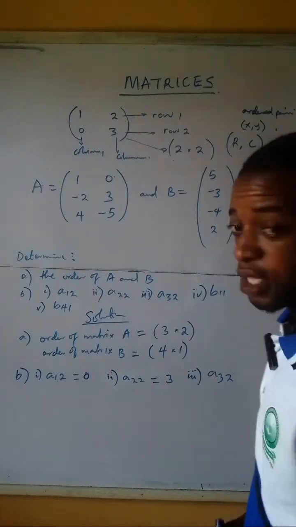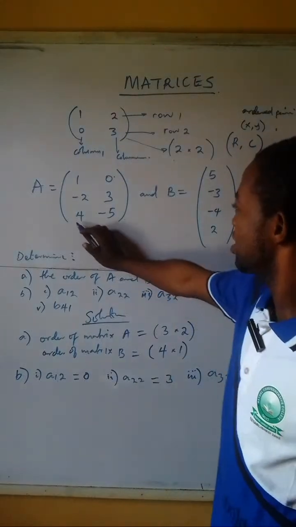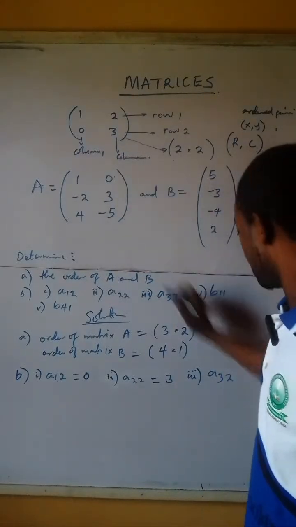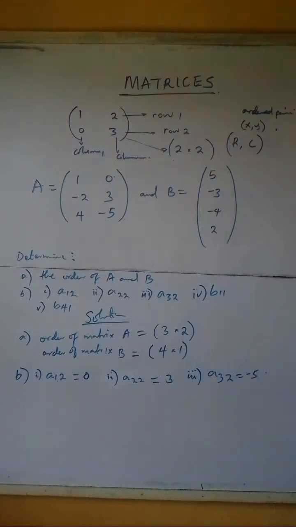So the element in row 3, column 2, this is row 3, then column 2. That's minus 1 from here.